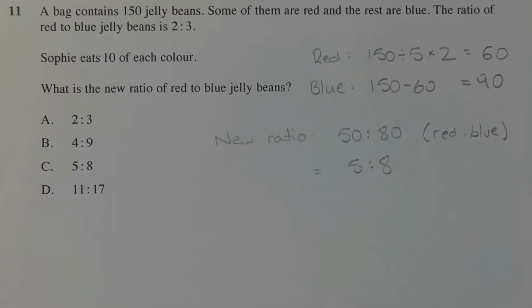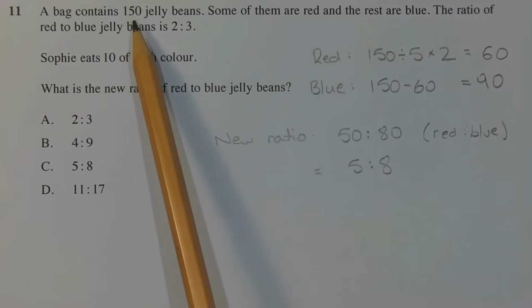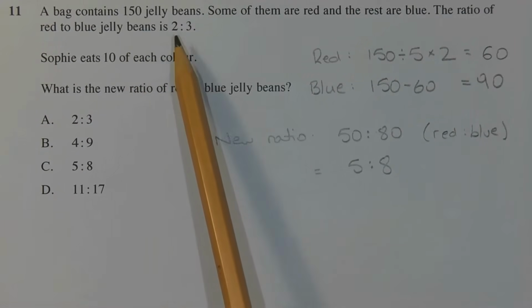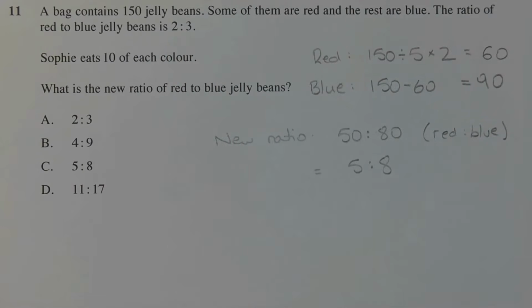The first thing I want to work out is the actual number of red jelly beans in the jar. Now we know there are 150 jelly beans in the jar, and we know that for every 2 red jelly beans, there are 3 blue jelly beans. So I can apply the unitary method to work out the actual number of red jelly beans in the jar by working out the value of 1 part or 1 share.